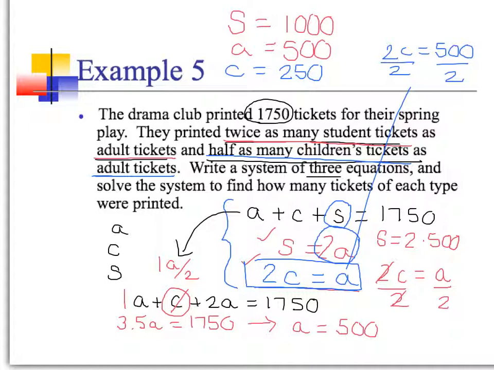You'll also notice that the number of adult tickets is twice as many as the number of children's tickets. Hang on, I'm saying this wrong. I have twice as many student tickets as adult tickets, and the blue underlined, I have half as many children's tickets as adult tickets. So I know those work in all 3 equations in my system.